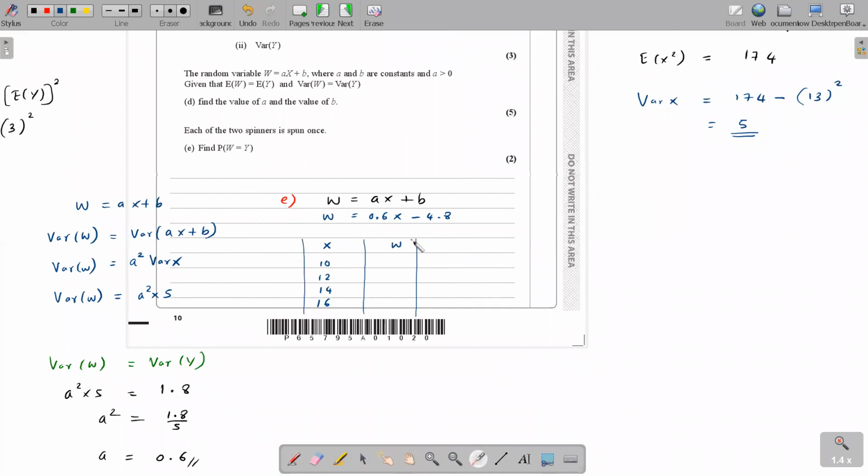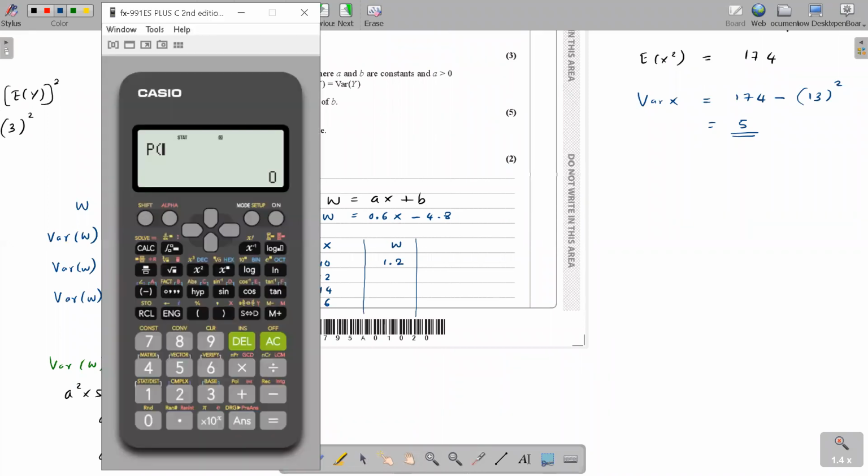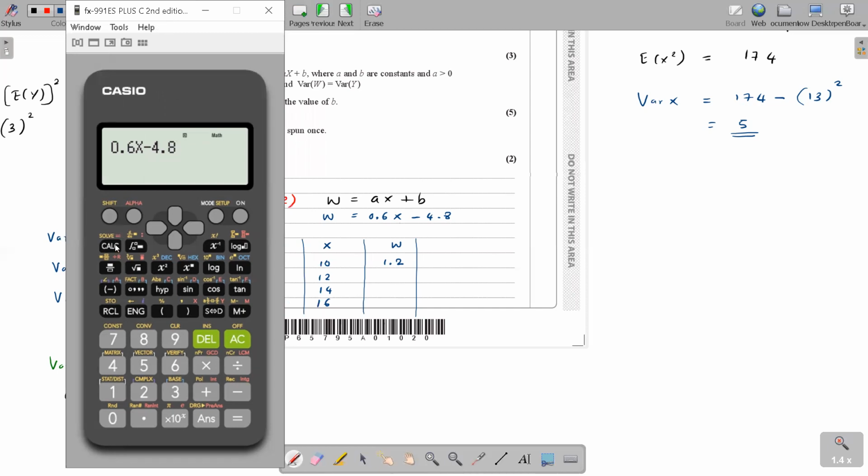When X is 10, it's 1.2. Okay, just substitute 0.6 into 10, or else all you have to do is take the calculator and type the whole thing in. 0.6 with the alpha, you can give X, 0.6 times 6 minus 2.4, 4.8. Can you see? And then give the calculator X is 10. So this is 1.2, that's correct.